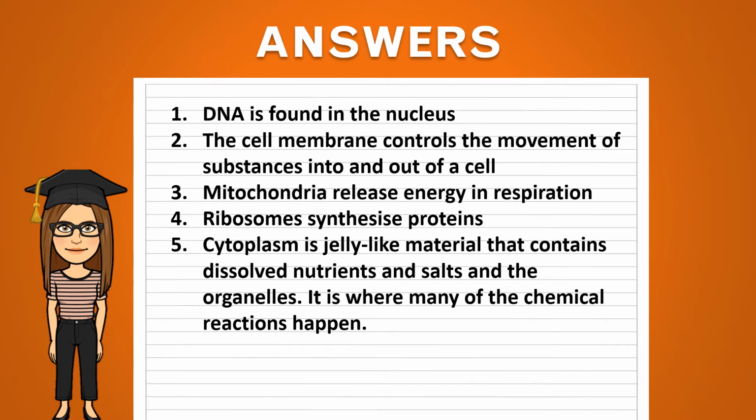So for question number 1, DNA is found in the nucleus. Question number 2, the cell membrane controls the movement of substances into and out of the cell. Question number 3, mitochondria release energy in respiration, and it's really important we use that keyword release. Number 4, ribosomes synthesize proteins. Number 5, cytoplasm is a jelly-like material that contains dissolved nutrients and salts and the organelles. It is also importantly where many of the chemical reactions happen.